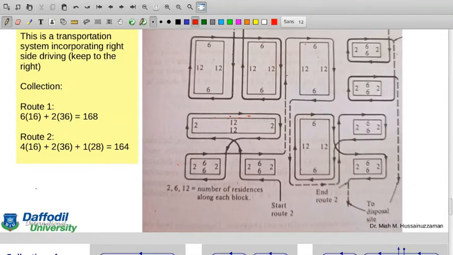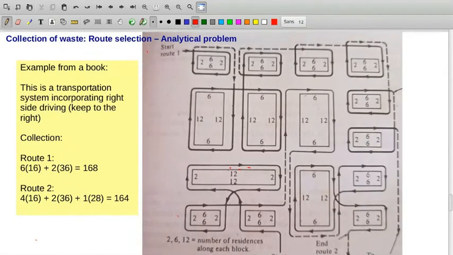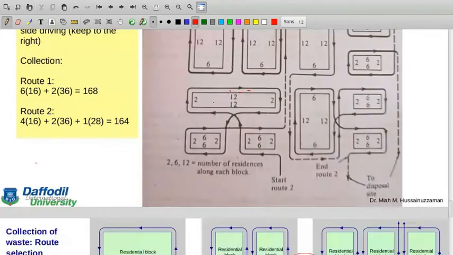So when they are driving here, they are collecting from this side actually, because they are right hand side driving. But for drawing purposes, they draw it in the middle of the road to separate the lines, but they are actually driving on the right. So you can see this is the driving pattern, and they know from where their car is coming and from where they are going out. They are going out from this point to the disposal site.